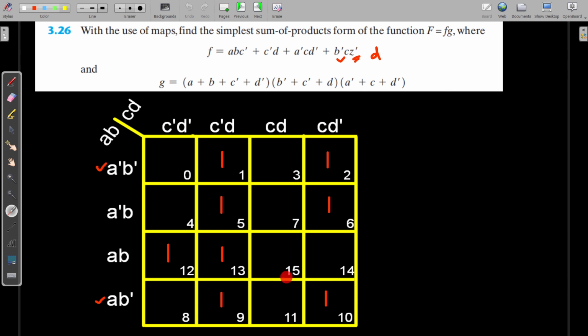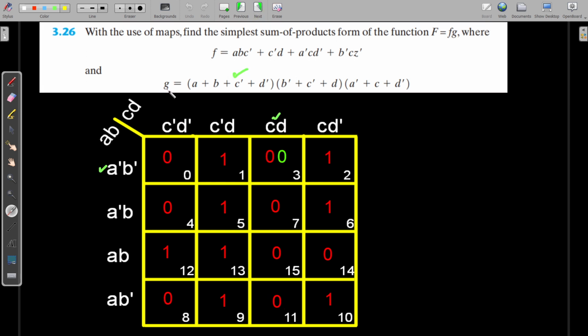The remaining cells, what to do with them? We have to place zeros into the rest of the cells. Now we move on to the second function, this g function. It has the first term as a plus b plus c' plus d'. It is nothing but a' b' here, and for the c' d' it is cd. So this row along with this column occupies the third cell, but since it is in POS form, we place 0. That is given in green color here.